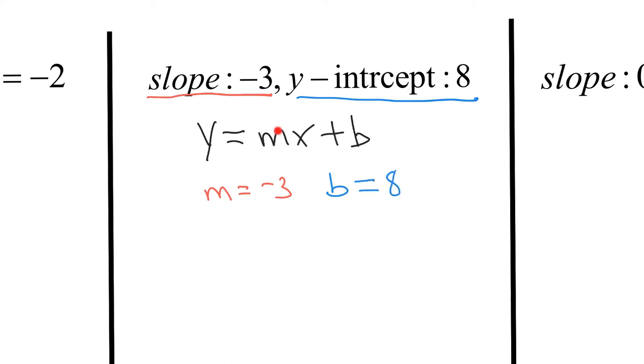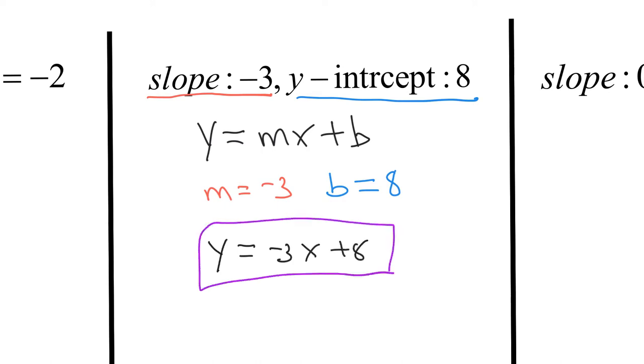So one more time, m is your slope and b is your y-intercept. So now that you substitute the numbers, y equals -3x plus 8 will be your answer.